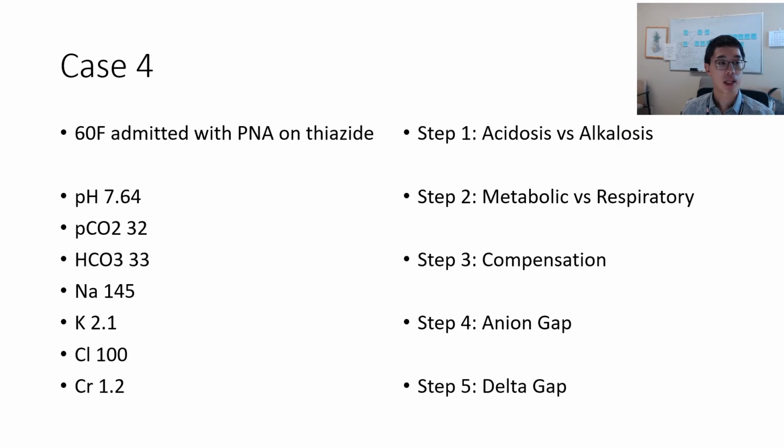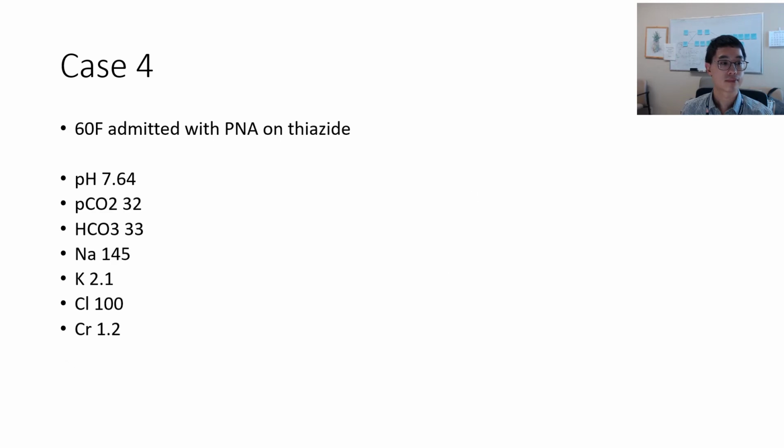So let's go to the next step. We have a 60-year-old female admitted with pneumonia on a thiazide diuretic. pH is 7.64, PCO2 is 32, bicarb is 33, sodium is 145, potassium 2.1, chloride 100, and a creatinine of 1.2. So again, pause the video, and when you're ready to move on to the next step, just press play, and you'll get to see the answer.